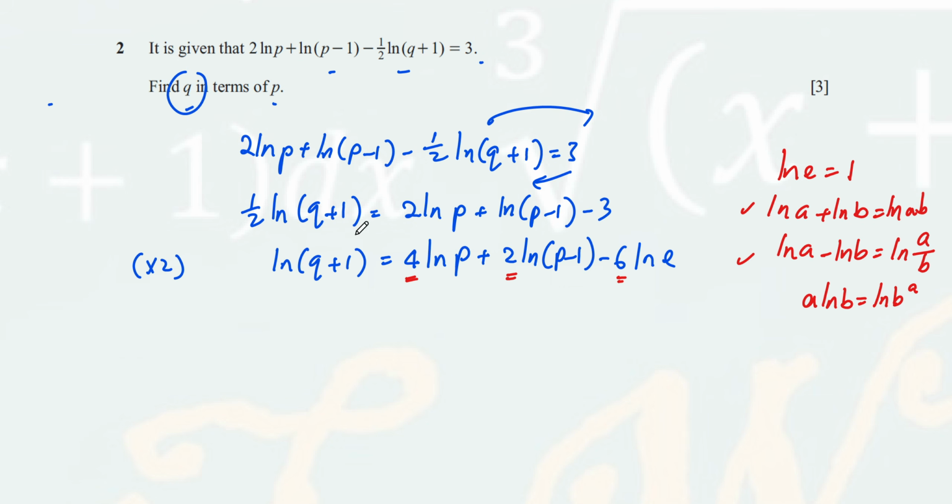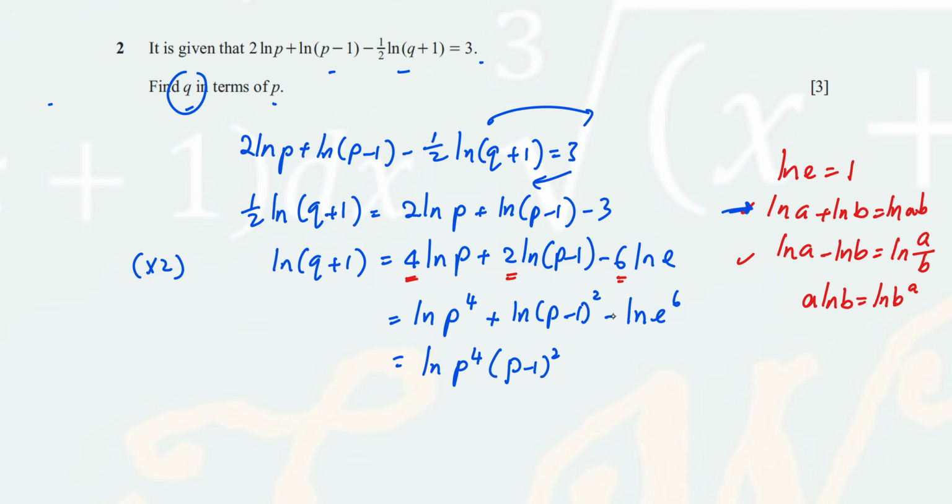That means now here I will be getting ln p power 4 plus ln p minus 1 squared minus ln e power 6. And now for the first two, because this is addition, I'm going to use the addition formula, becomes multiplication of 1 ln. So it becomes ln p power 4 times square of p minus 1. And at the same time, when it is minus, it basically is a division. So I will just direct divide by e power 6. Okay, so I will just apply two formulas at the same time and put a bracket for the whole function.